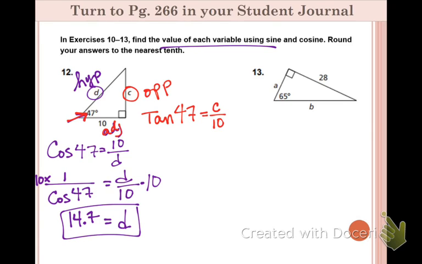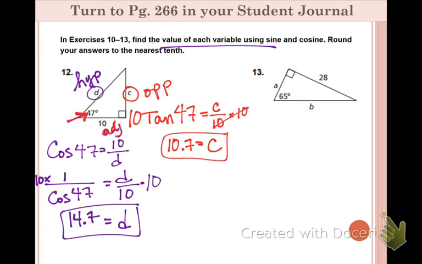Do we need to flip this one? No, we don't. 10's on the bottom. So, if it's dividing by 10, we can multiply both sides by 10. So type in 10 tangent of 47. 10.7. You guys are going to do number 13.